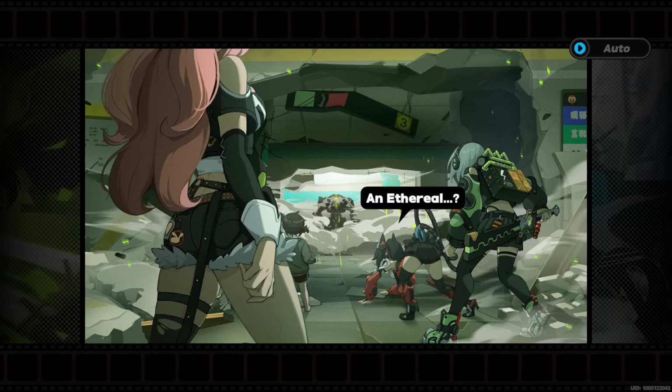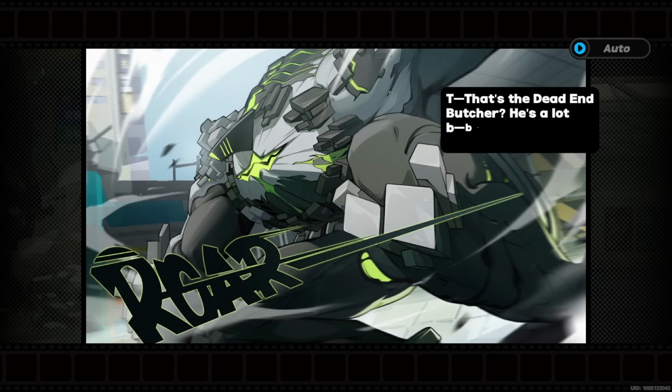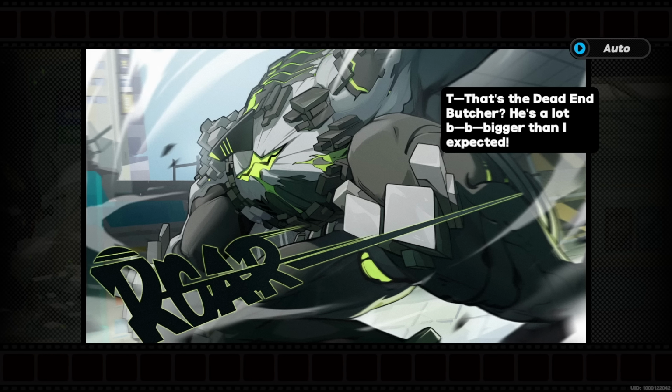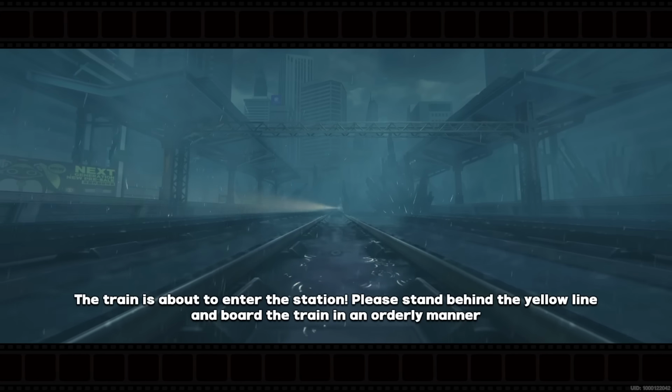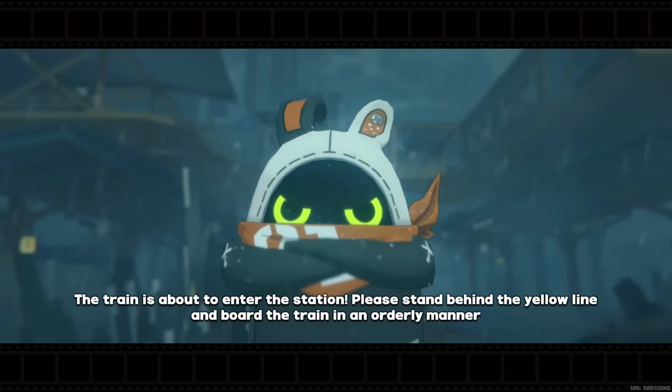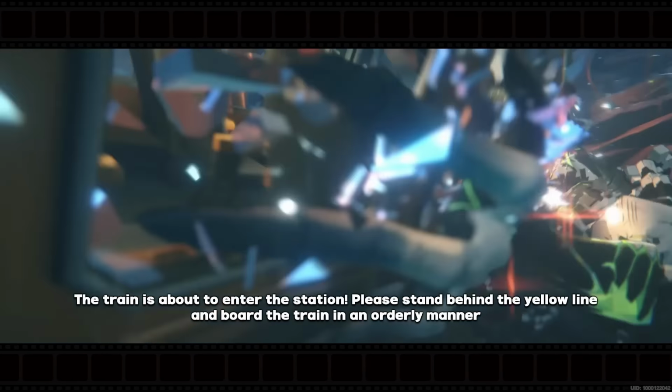This is also why ethereals no longer feel threatening. When we first met the Dead End Butcher, it was something that we haven't seen before. It was bigger and more dangerous than any ethereal we've met, and it was treated like a big deal. That's why when Bell and Wise use the train to defeat it, it feels satisfying. They just couldn't brute force it. They had to be clever and show off their intelligence.